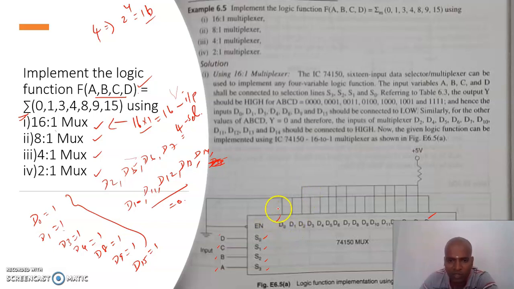Okay, so see, all the input values are connected as per these values. D0, D1, D3, then D4, D8, D9, and D15 are all connected with logic 1. Okay, right. So I hope you guys understand this 16x1 multiplexer. Next we'll move to the 8x1 multiplexer design for the same input.